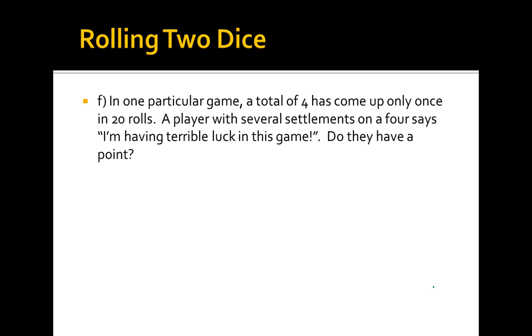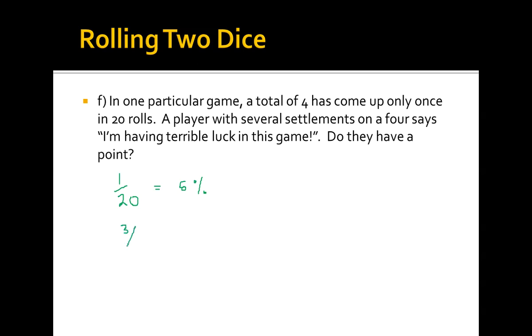Let's just talk about one more thing with this question. Let's say in a particular game, a total of 4 has come up only once in 20 rolls. So a player playing Settlers of Catan maybe says, man, I'm having terrible luck. I've only got a total of 4 once in 20 rolls. So we can actually tell our friend if they have a point, or if maybe they don't have a point, maybe they just don't understand. So 1 in 20, to make a comparison, let's maybe make that as a percentage. So divide and multiply by 100. That's equivalent to 5%.